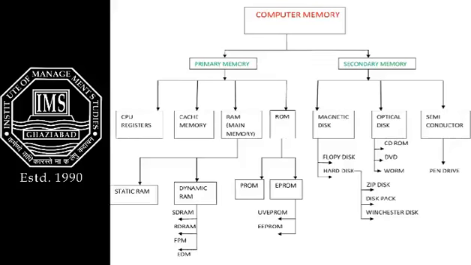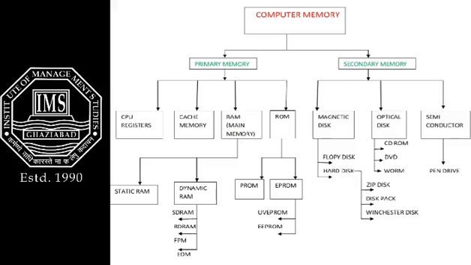We can see a broad classification of computer memory in the following way. Basically, computer memory is divided into two types: the primary section, that is primary memory, and the secondary section, that is secondary memory. The primary memory is more important. We can classify it further into the following four types: CPU registers, cache memory, RAM, and ROM.